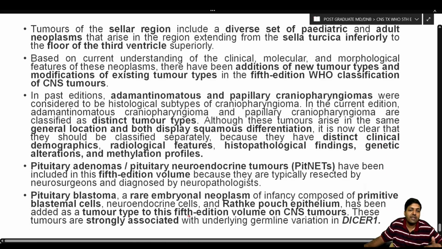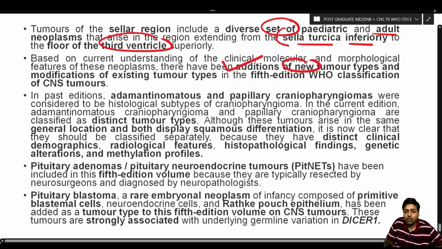Tumors of the sellar region include a diverse set of pediatric and adult neoplasms. They arise in the region extending from the sella turcica inferiorly to the floor of the third ventricle superiorly. Very importantly, based on the current understanding, there are additions of new tumor types and modifications of existing tumor types in the 5th edition of WHO of CNS tumors.